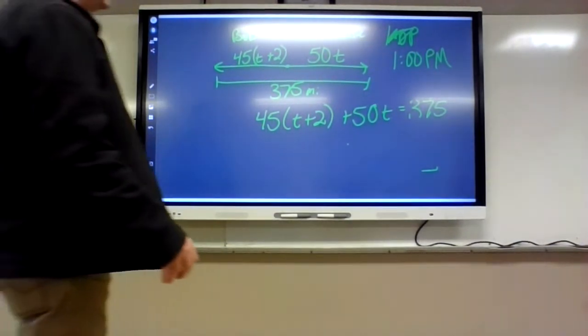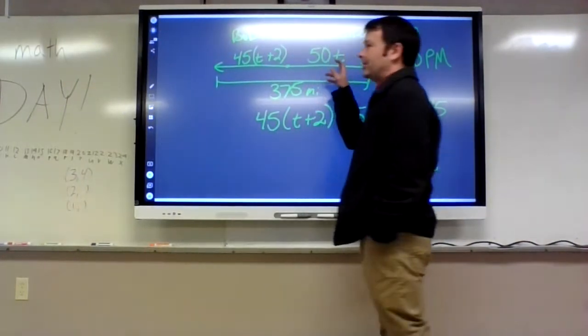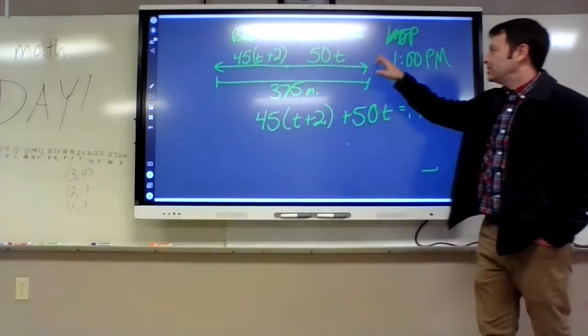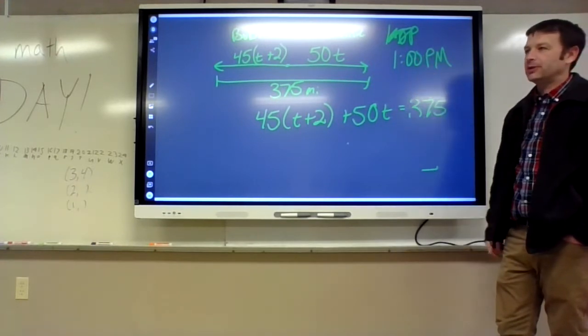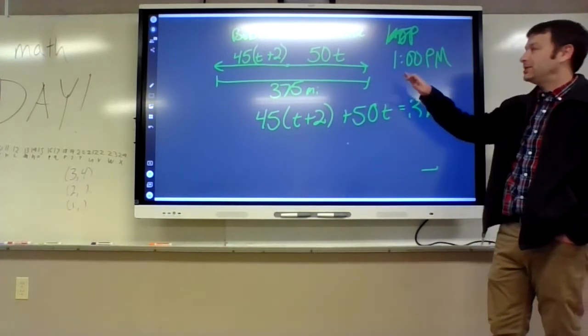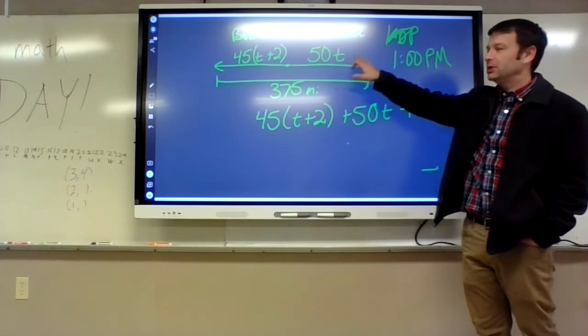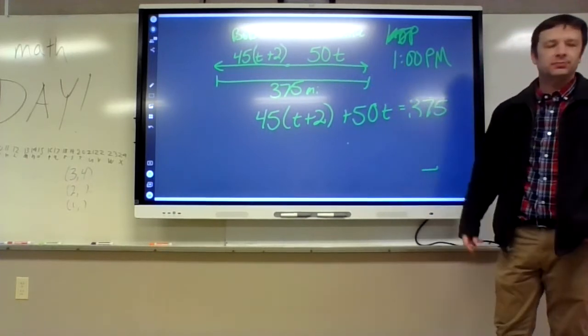Okay, T stands for the time Lane traveled. He started at 1, so the question is when was he done? When did he stop? So you just take how many hours he traveled, T, and add that to 1 p.m.